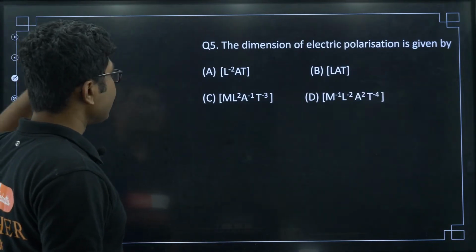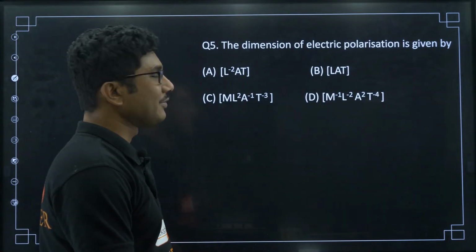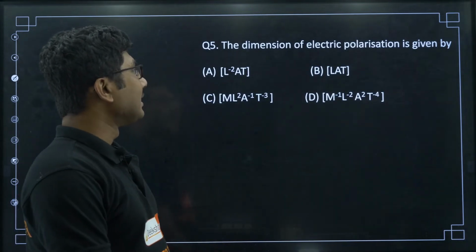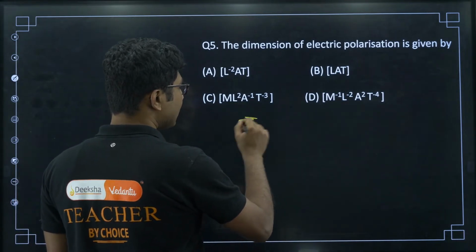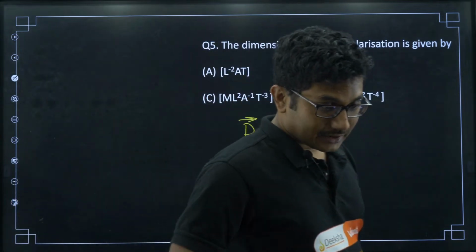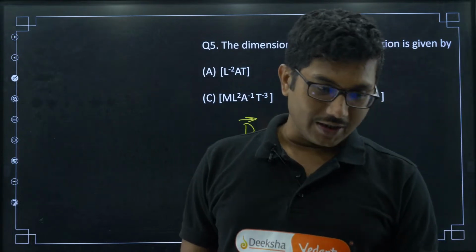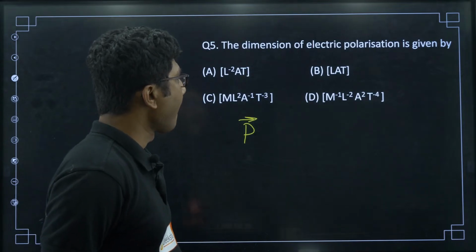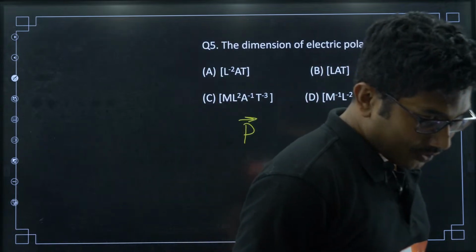Now, next question, question number 5, a slightly informative question. If you know the answer, you can answer it, otherwise it is a little bit difficult to calculate the dimension of electric polarization. In the previous case we have seen polarization. The same polarization, what is the dimension of that? Please answer it quickly. Anyone.